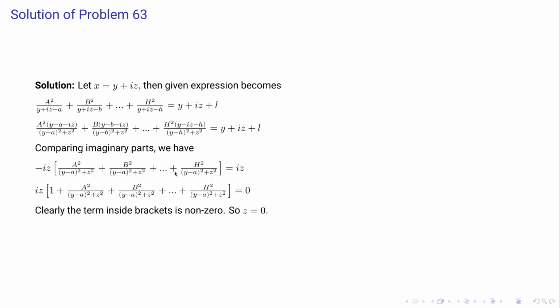Now we take all on the left hand side to the right hand side, we take iz common, we have 1 plus and so on. Now if we see a is real, y is real, and z is real, so this whole term will be non-zero. And this will be non-zero also. So this entire term inside brackets will be non-zero. But the right hand side is 0. Therefore z must be 0. Now z is 0, that means imaginary part is 0 and this whole thing will be real.